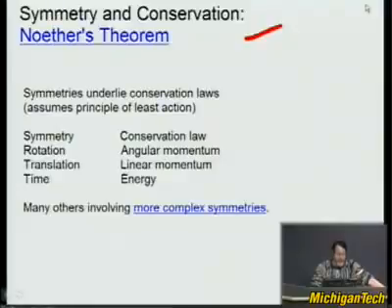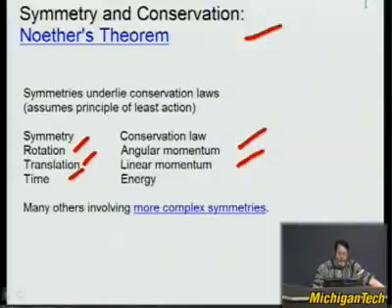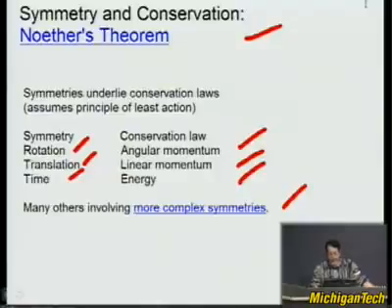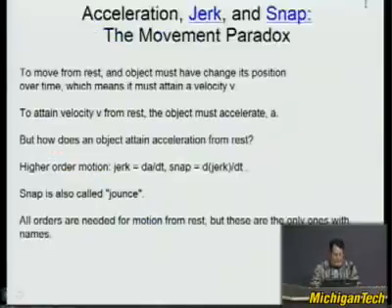So it's the idea that symmetries underlie conservation laws, and that assumes the principle of least action. So for instance, if you have a symmetry that is rotation, then you will have a conservation of angular momentum. If you have a symmetry that involves translation, you will have conservation of linear momentum. And if you can identify a symmetry that involves time, you will have conservation of energy. Now, these are not the only ones. There are more, and many of them are used in higher level quantum mechanics. But it's a very powerful theorem. It's a very powerful way of thinking about things. It's very clever, Noether's theorem.